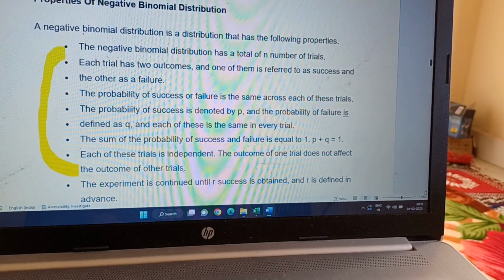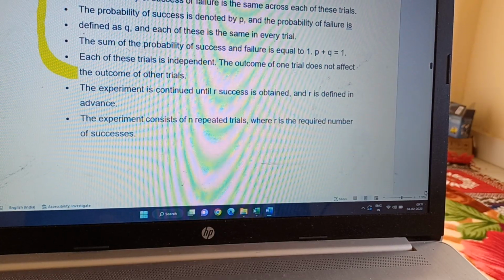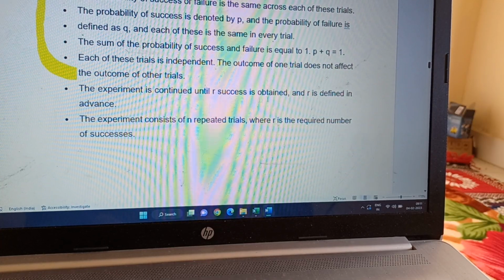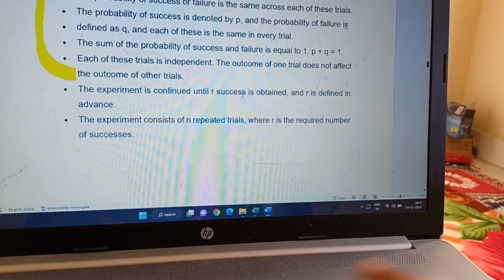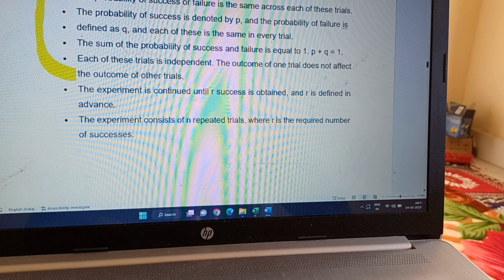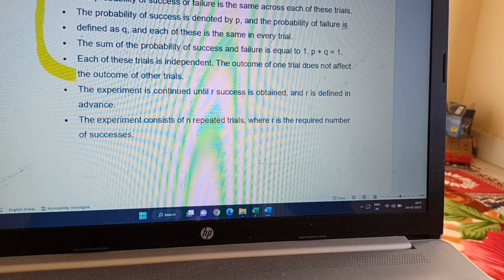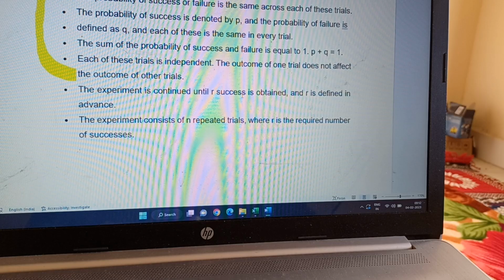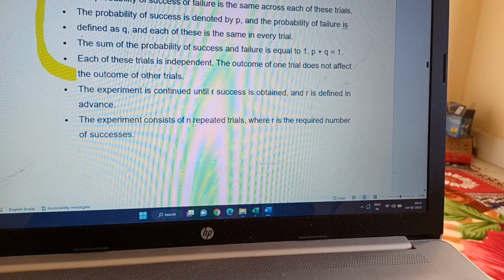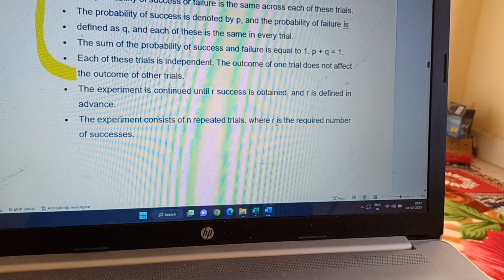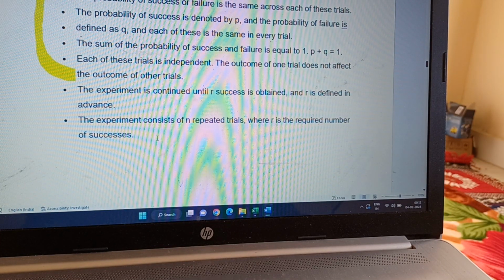So what is the difference? Let me focus on the difference. The experiment is continued until r successes are obtained. So long as r minus 1 successes are there, the experiment is not stopped. So here r successes is fixed. R is defined in advance, but n is not. The experiment consists of n repeated trials where r is the required number of successes.